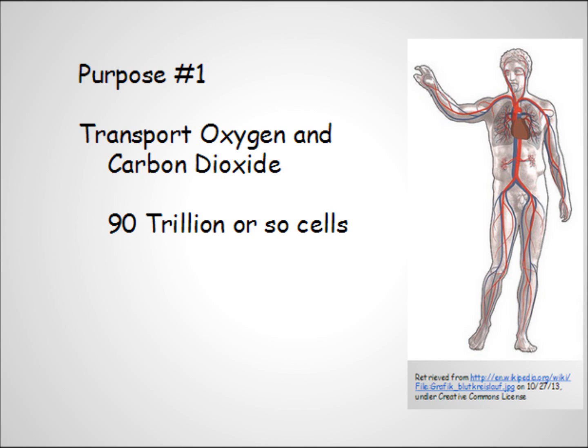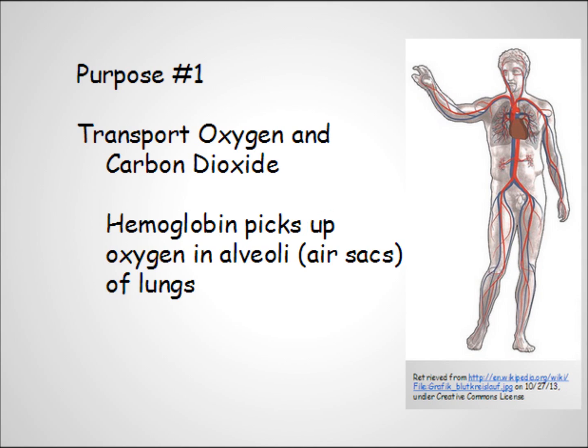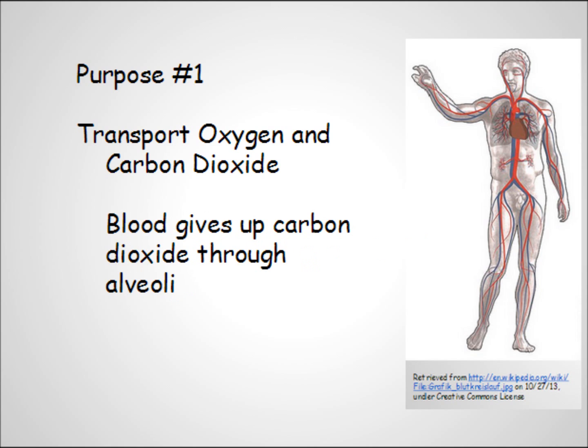The first is to transport oxygen and carbon dioxide. Oxygen is essential for each of the 90 trillion or so living cells of the human body. The hemoglobin of the blood picks up oxygen when capillaries pass through the alveoli, or air sacs, of the lungs. This is also where the blood gives up the carbon dioxide that it picked up earlier in its journey.